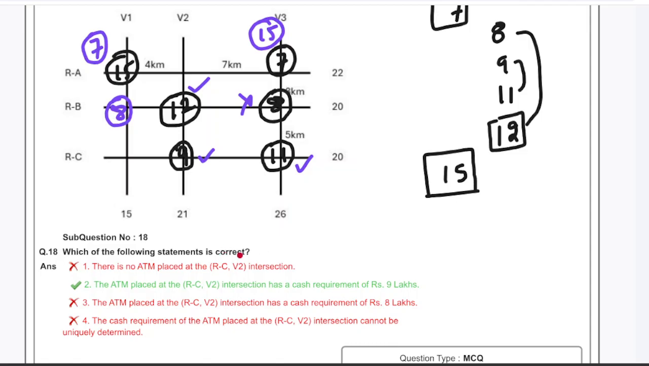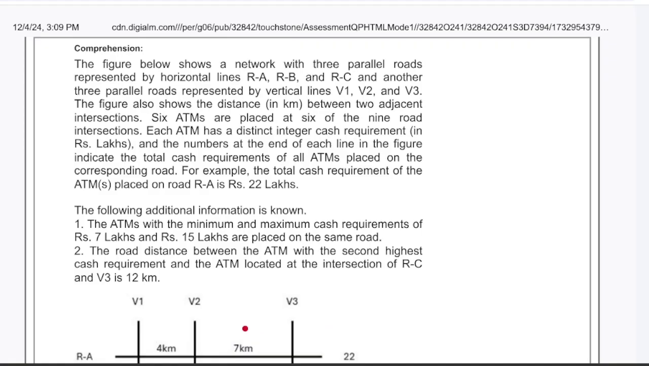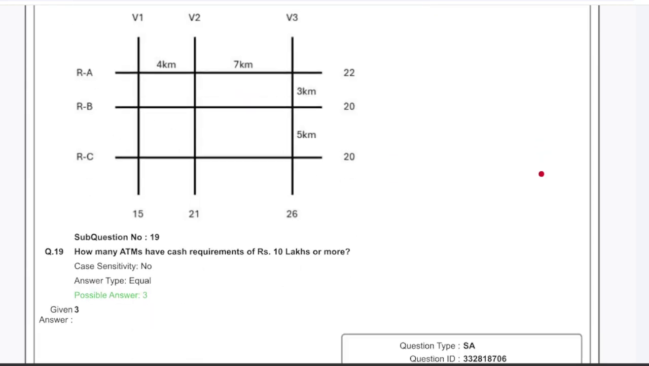Which of the following statement is correct? There is no ATM placed at RC V2 intersection. RC V2 intersection, no, we have 9 there. So the ATM placed at RC V2 intersection has a cash requirement of 9 lakhs. That is absolutely right. The second question, how many ATMs have cash requirement to be 10 lakh or more?